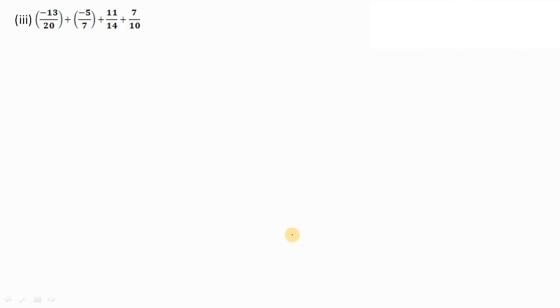Now let's see the third part. It is again the same property you need to use, the rearrangement property. Again we have to combine the two rational numbers. So for that, let's see the rational numbers first. The first rational number is minus 13 by 20. Second is minus 5 by 7. Third is 11 by 14. And the last one is 7 by 10.